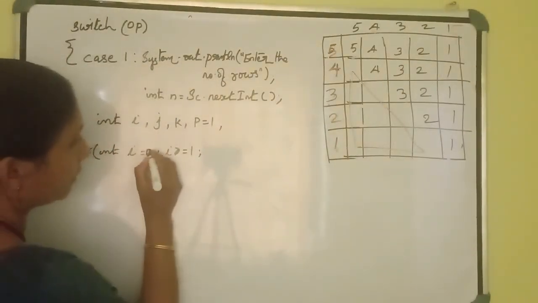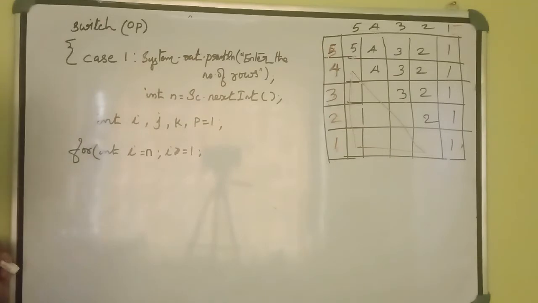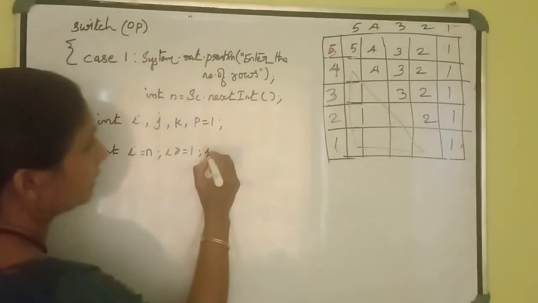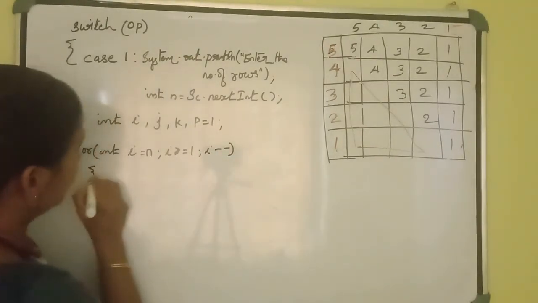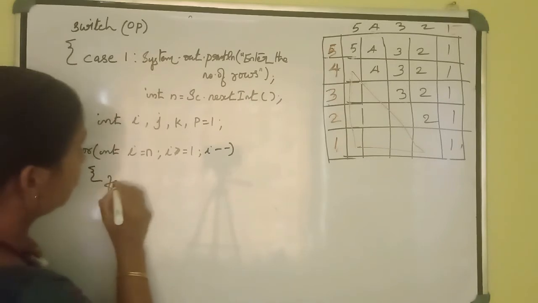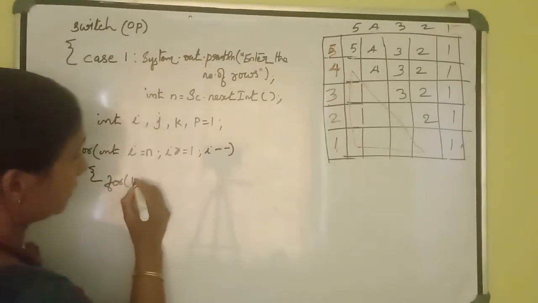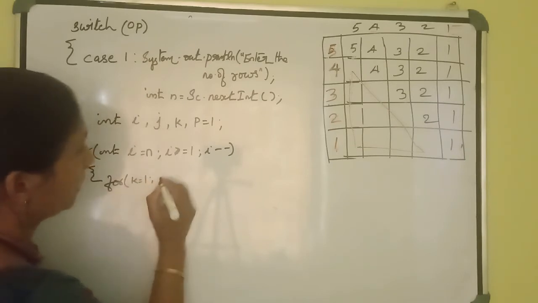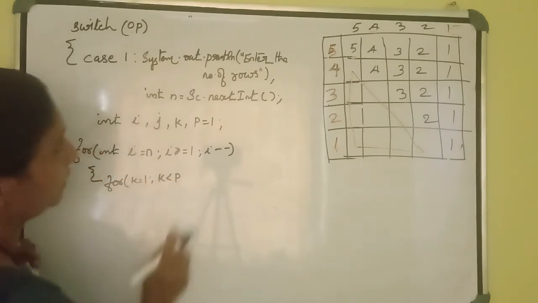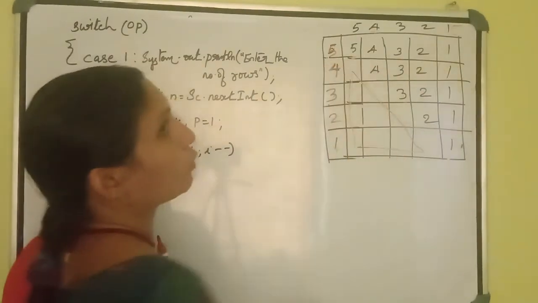Instead of this one, we can give n, because the number of rows we have to give. i minus minus. Then open the curly bracket. Then one more for loop I am using to print these blank spaces. What is the starting value? k is equal to 1, k less than i, because in the first row we have no blank space.